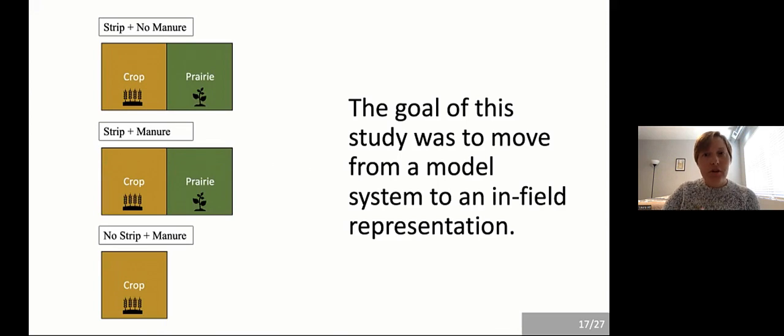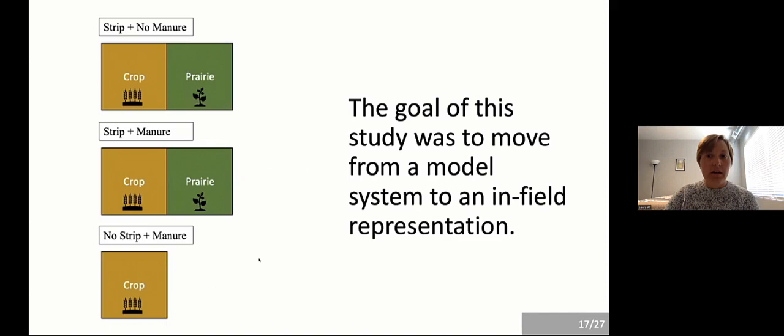And so there were 3 treatments that we evaluated, shown here. These included a section of non-manured crop with a prairie strip installment, referred to as strip plus no manure; a manured crop section with a prairie strip installment, referred to as strip plus manure; and then finally a manured section of crop with no prairie strip installment, referred to as no strip plus manure. And then 3 replicates of each of these were made for a total of 9 plots.